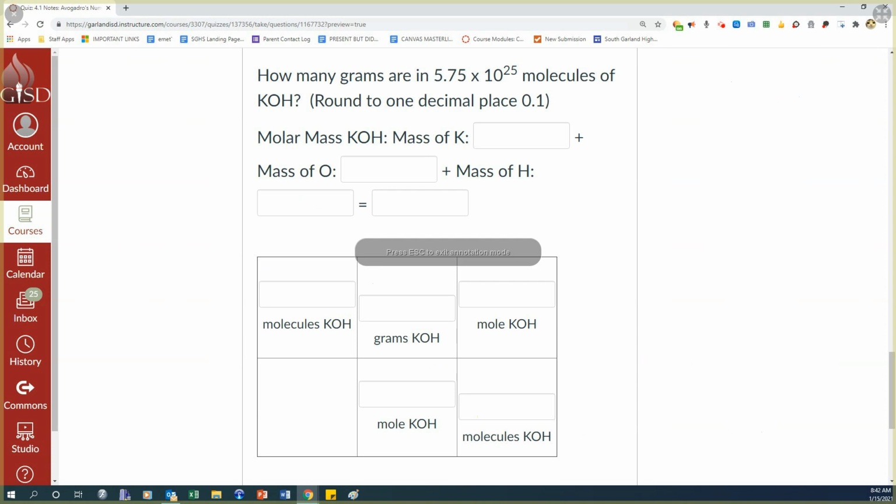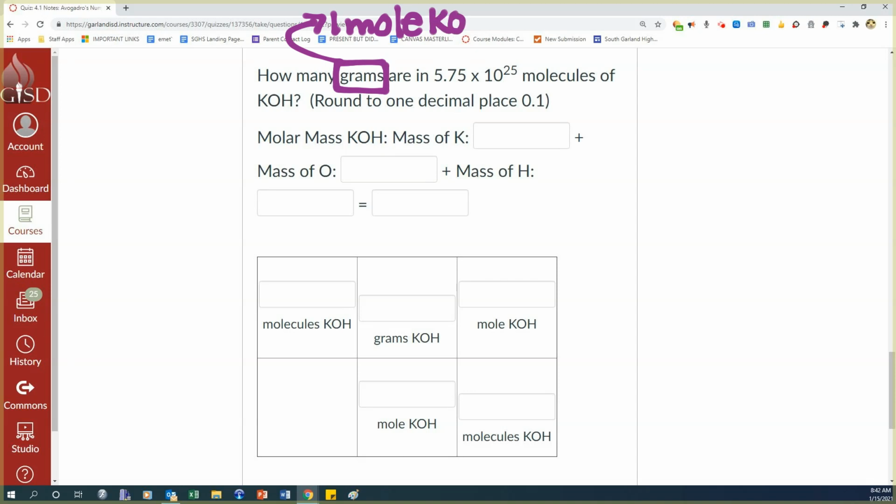Read again. Hopefully, you learned all the keywords that I'm trying to tell you. All right. Again, when you read the problem, how many grams? Keyword grams. Therefore, you need 1 mole of whatever this is, KOH again, is equal to how many grams of KOH. Okay, and we need the molar mass of KOH. So you better know how to do that now.